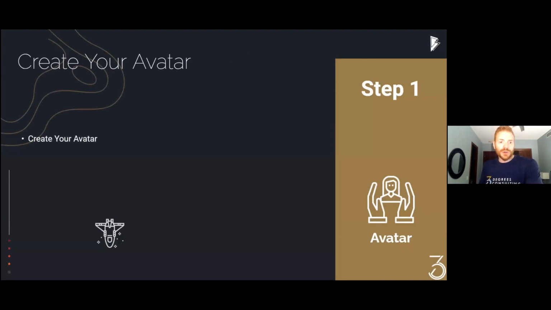First and foremost, create your avatar. This needs to be done in detail. So when you think about avatars, I want you to literally create a fake human being who is your perfect private lender. Okay. So down to their name. Who are they? Are they married? Are they male? Are they female? What kind of job do they have?